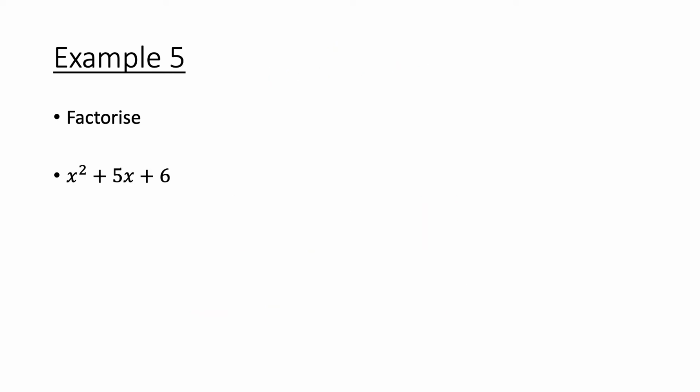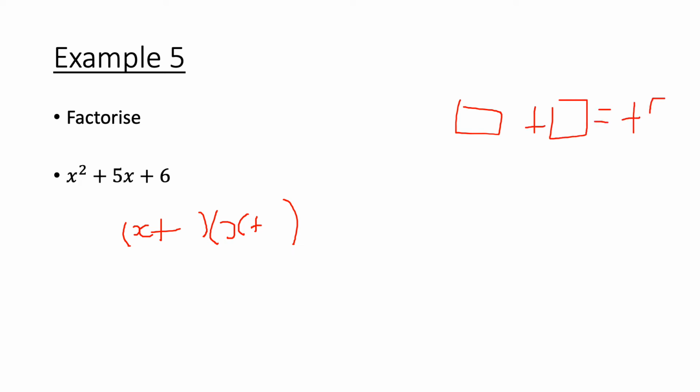Right, guys, factorize this one. This one's a quadratic expression, so I've got 3 terms here. The rule is it's going to be double brackets. x squared is made by x times x, and then I'm going to put a plus there and a plus there. The reason is because this is a plus and that's a plus. So it's 2 numbers that add to make positive 5 and multiply to make positive 6.